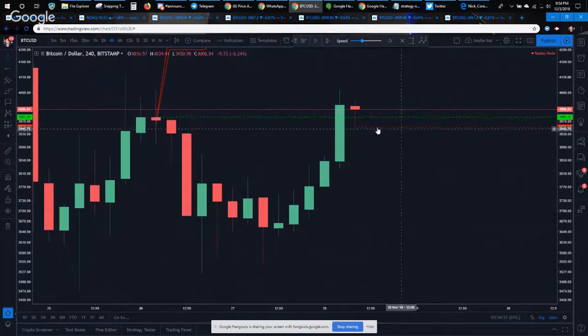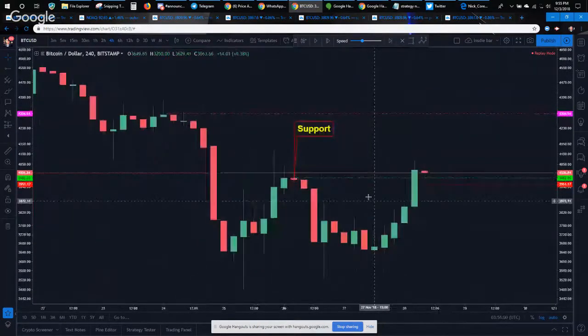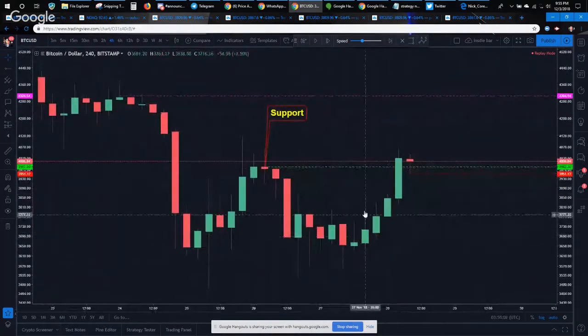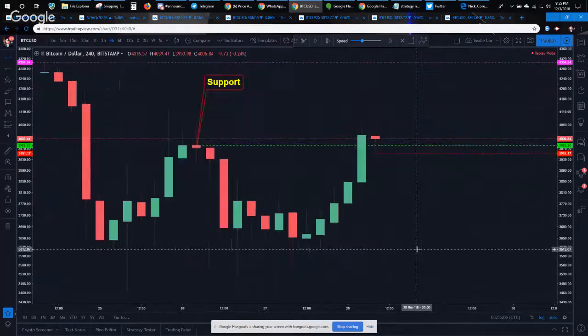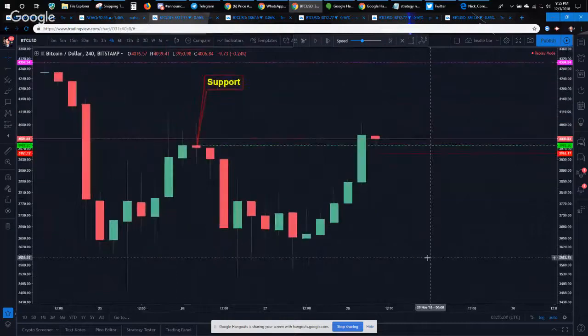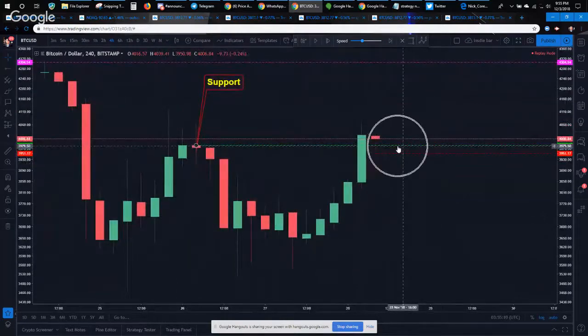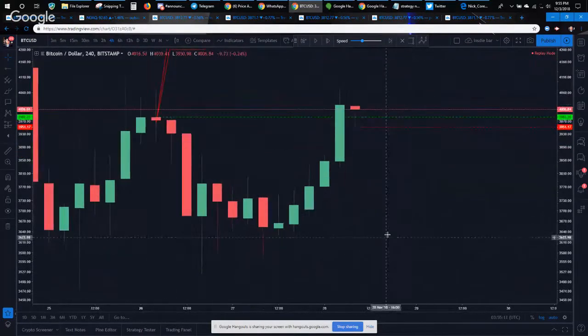and take a look. We did wick below the support right here where it is green. We have placed our entry here at the support. Again, remember the green is our entry. When I'm teaching today, pink is take profit and red is our stop loss. So as this closes, we place our entry here at the support. In this case, we are not going to be market buying into this.